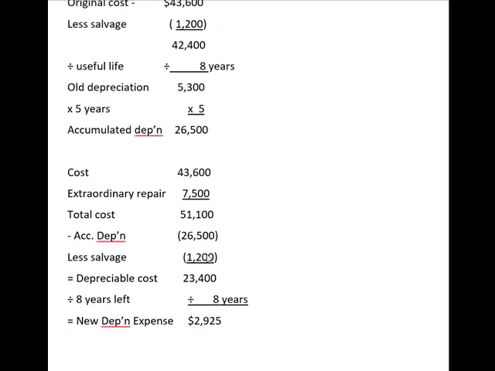So once I take these two figures away, we're left with the remaining depreciable cost, the amount that we still do want to depreciate.